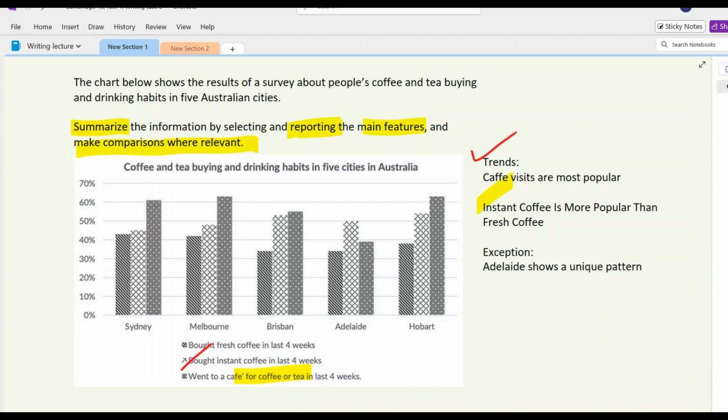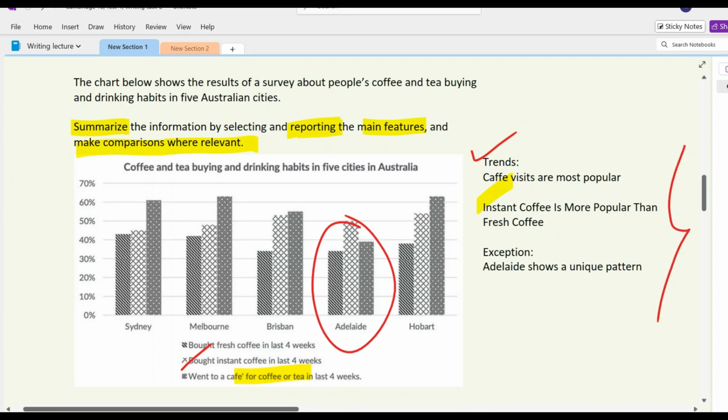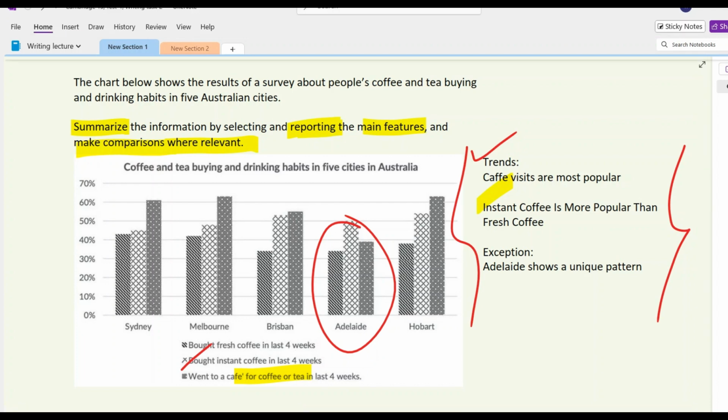Now let's look at the exception. In the exception, we see that Adelaide shows a unique pattern. This city shows a very unique pattern because their distribution of demographic movement for coffee is very different and unique compared to the others. So this will help us to make a wonderful summary and reporting because we now got the key information out of this bar chart. Now we will go for our writing.